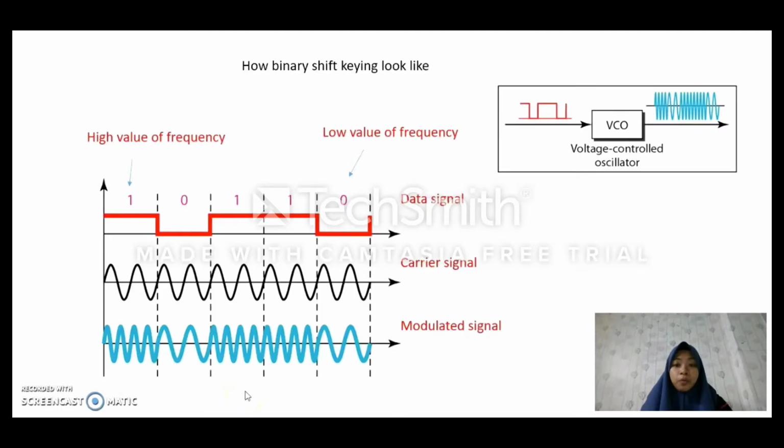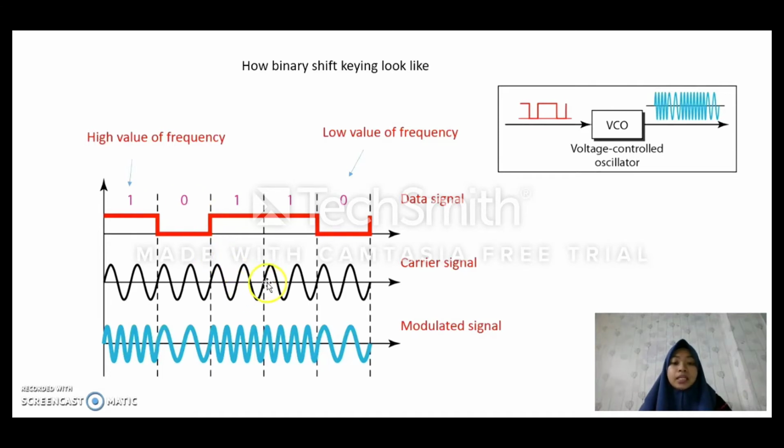This is how binary frequency shift keying looks. The red form represents the data signal, the black form represents the carrier signal, and the blue form represents the modulated signal. The red form is the input binary sequence that has to be passed to the receiver. One is represented as a high value of frequency and 0 is represented as a lower value of frequency.